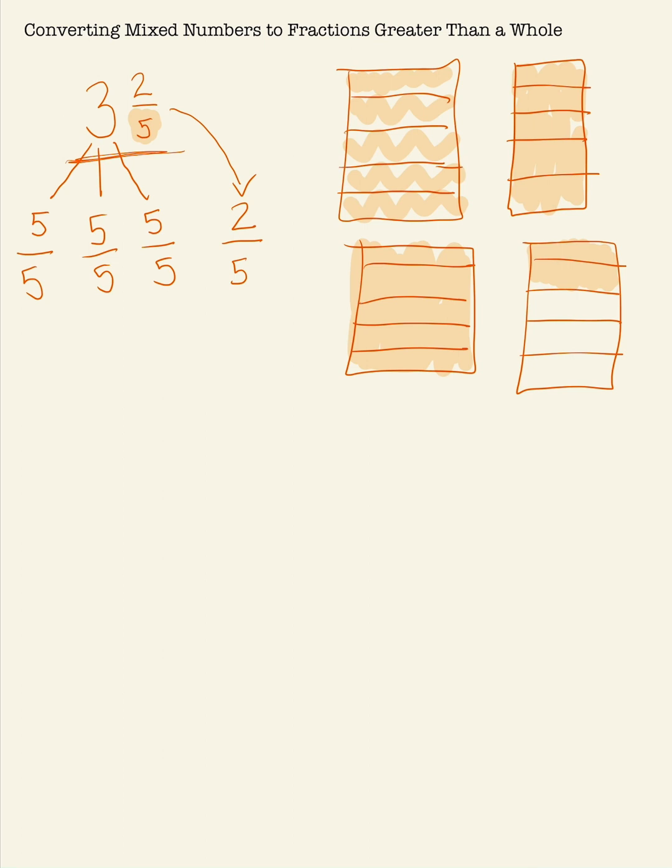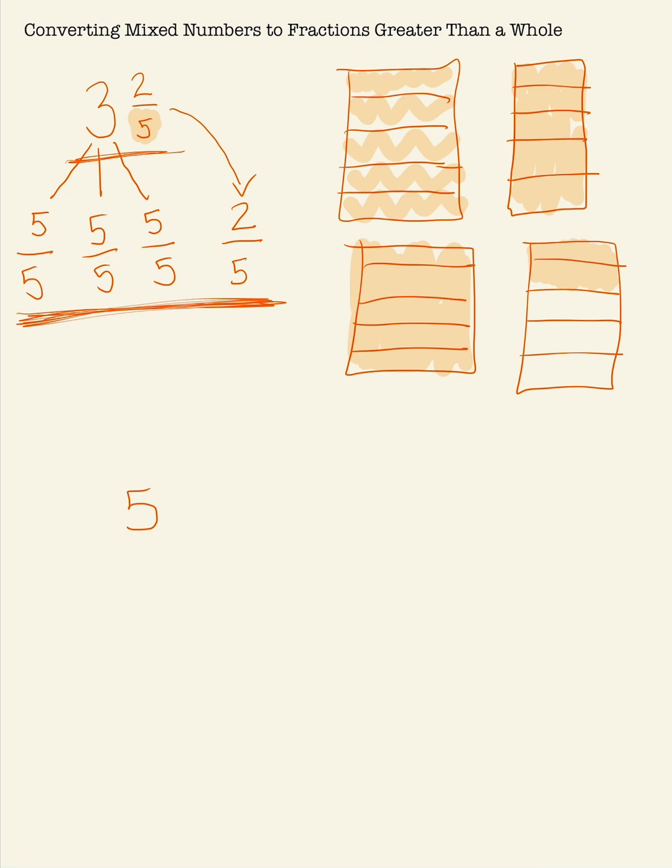So now my next step is to think, okay, well, the denominator is going to stay the same. The denominator is going to stay 5 because 1 whole is made out of 5 pieces, just like you can see in all of these examples right here. Okay, so I know that if I were to add all of these together, my denominator is still going to be a 5 because it takes 5 pieces to make 1 whole. So I'm going to go ahead and put that right here.